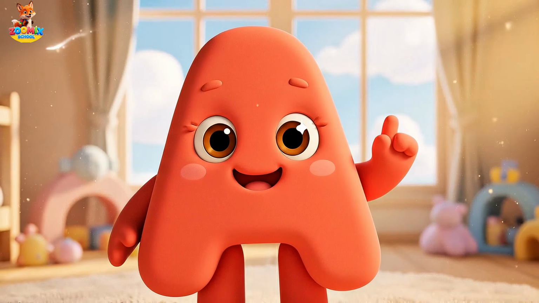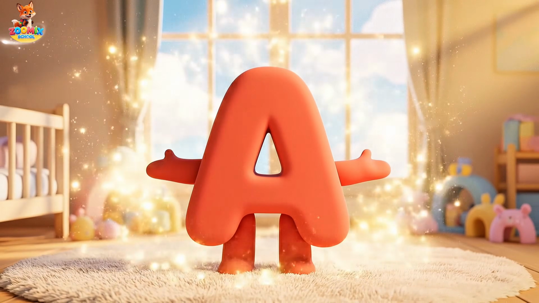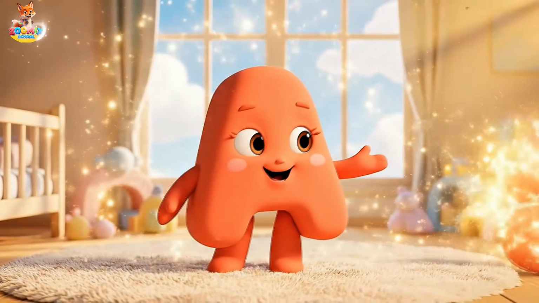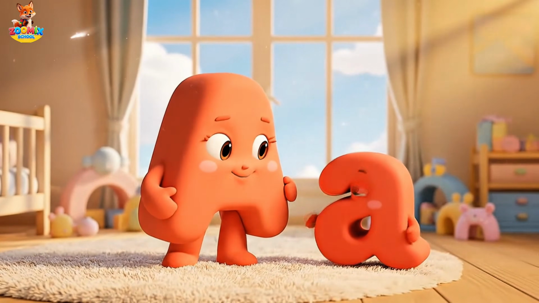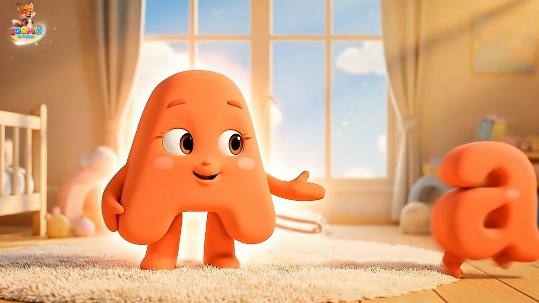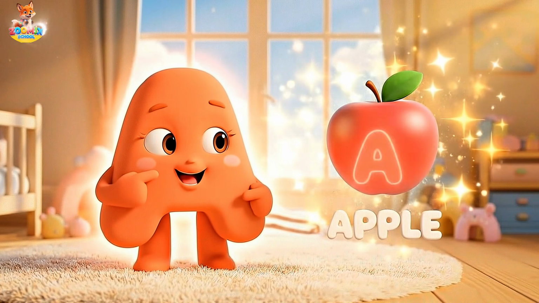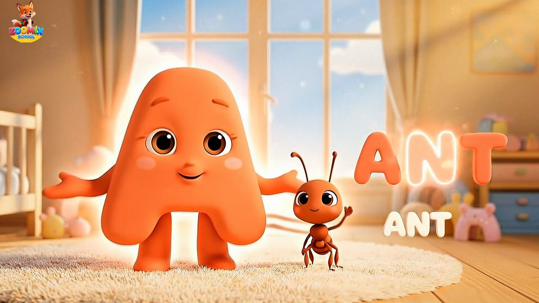Hi, I'm letter A. The first letter. I have a friend. This is little A. Hi, I'm little A. We look different, but we are the same letter. Where can you find me? Ooh. A is in apple. A is in ant. Find me everywhere.